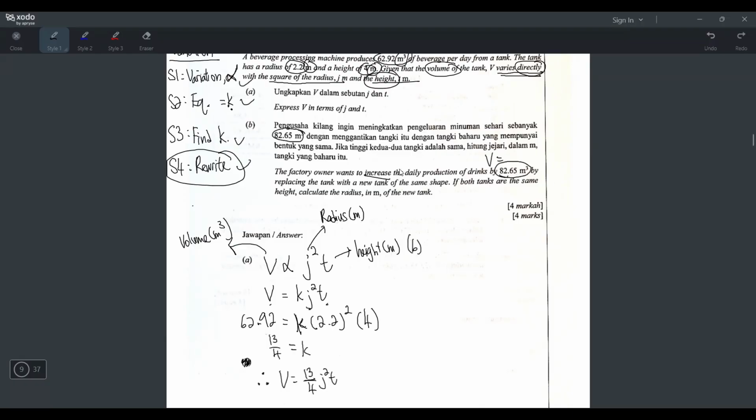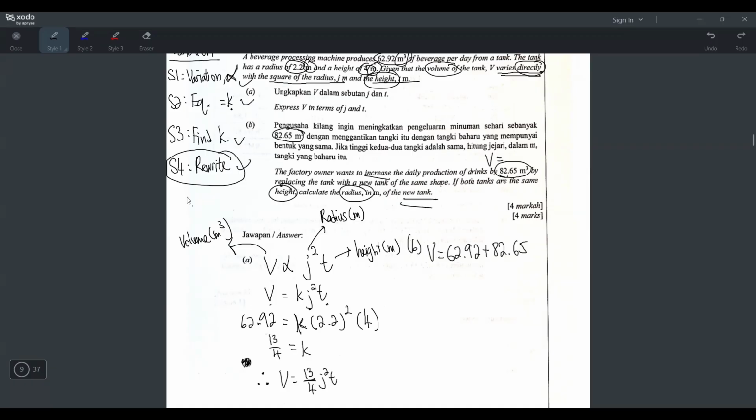Because it's not like he increased the volume from 62.92 to 82.65. No, it's not like that. It's actually 62.92 plus 82.65, because they say increase production by this amount. So the new production will be 62.92 plus 82.65. So your V should be 62.92 plus 82.65, right? And then they said if both tanks are the same height, calculate the radius of the new tank.